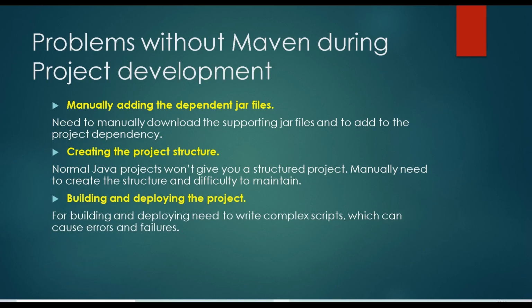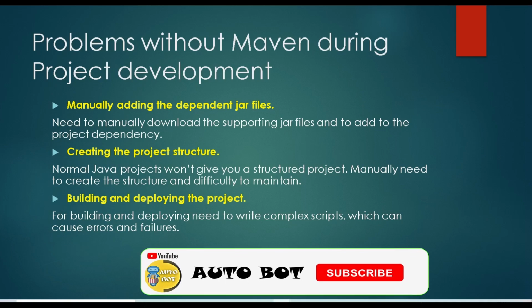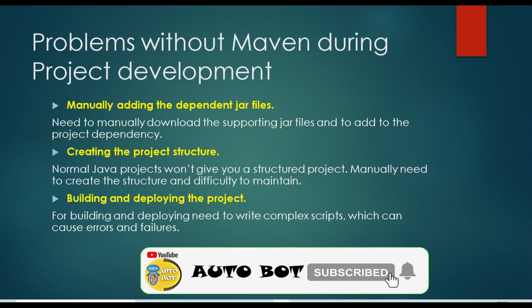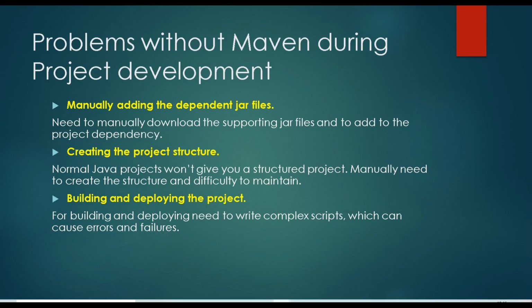Building and deploying the project. For building and deploying, we need to write complex scripts, which can cause errors and failures. If you are not going for Maven and you want to build that project, we'll have to write more complex scripts for doing that, and there can be a chance of manual errors, and it can cause failures of your project. Okay, so these are the demerits of going without Maven while creating your project.